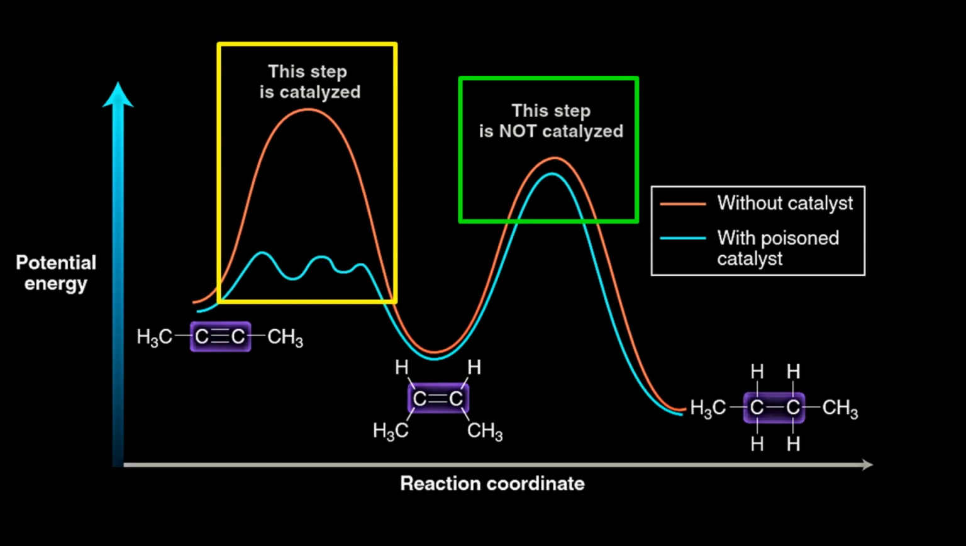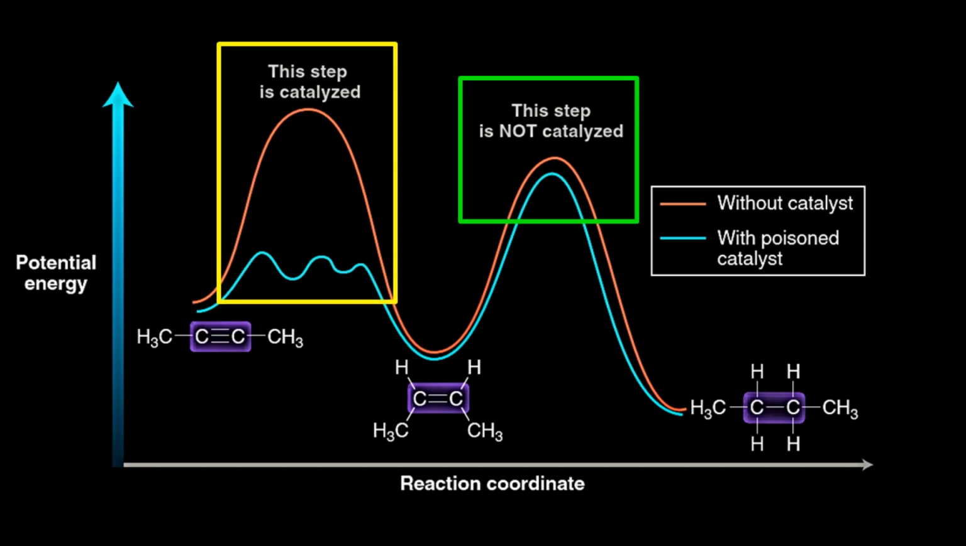If you take a look at the energy diagram for this reaction, it really helps you see where the selectivity comes from. On this reaction coordinate diagram, you can track how the energy changes as we go from an alkyne to an alkene and finally to an alkane. Now focus on the yellow box on the left. That part shows the first step where the alkyne gets converted to the alkene. When we use a poisoned catalyst like the Lindlar catalyst, this step is catalyzed, so it happens pretty easily.